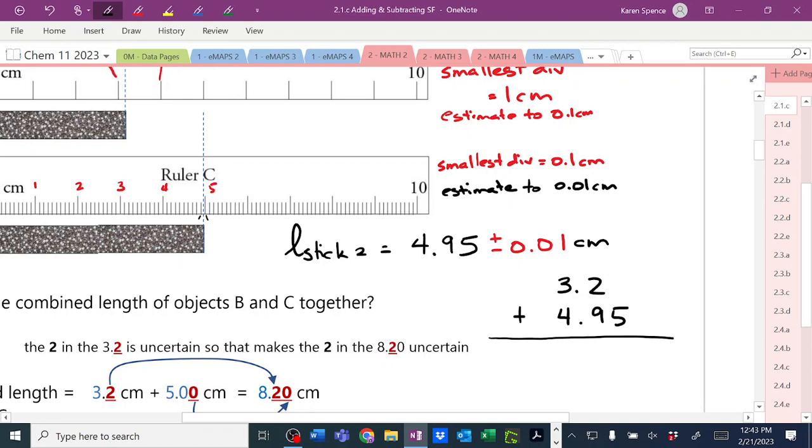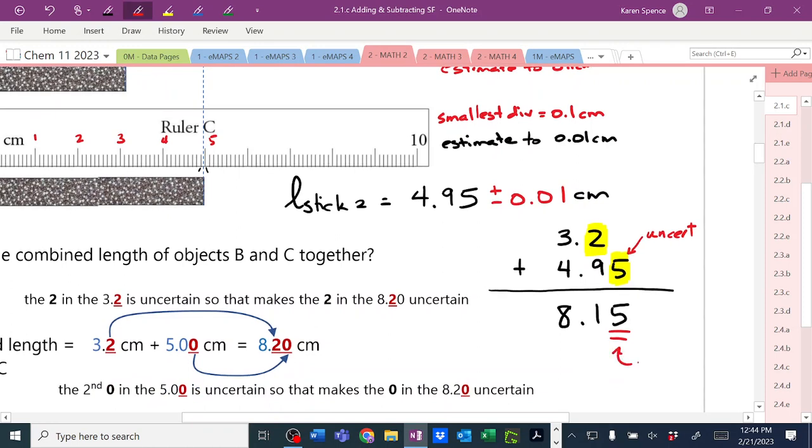Which is the uncertain digit in 3.2? The 2. Which is the uncertain digit in 4.95? The 5. So let's add these together, 3.2 plus 4.95. You can just do that on your calculator or in your head if you're smarter than I am. And we get 8.15. Now what you'll notice is that the 5 is uncertain. And that means that this 5 is also uncertain.